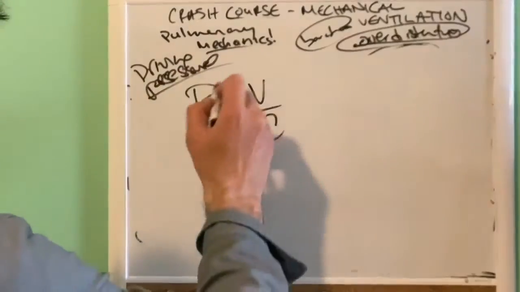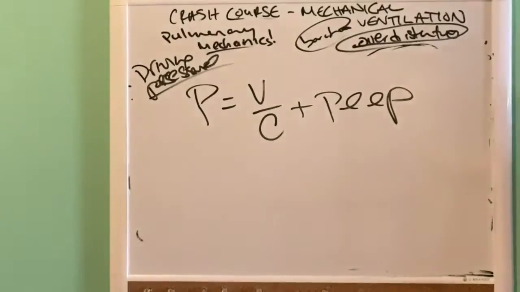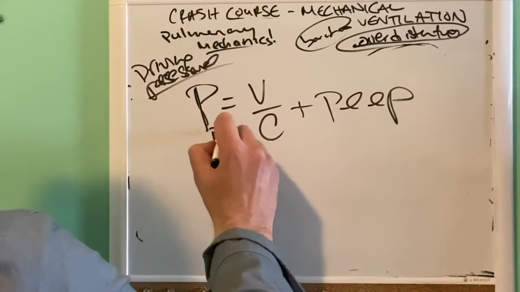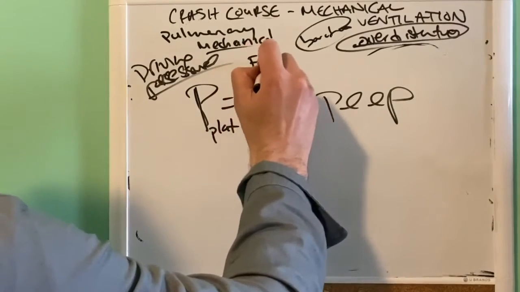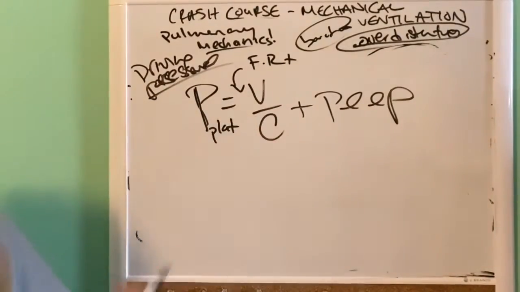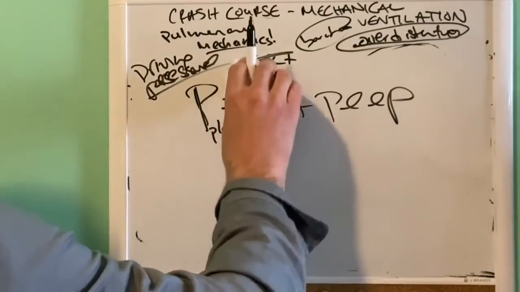So, here's your equation again. And we want to talk about your plateau pressure. So let's say P plat. And remember, if it's P plat, this was in the equation too. But we're talking about plateau pressure, so this is 0, flow is 0. So we're just going to take it out.